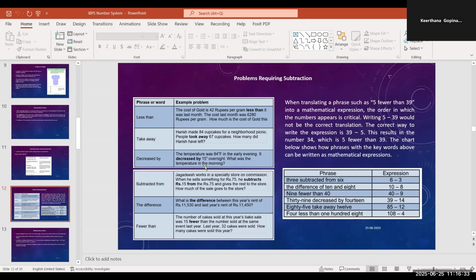Less than. Cost of gold is 42 rupees per gram less than it was last month. Cost of last month was 6280 per gram. How much is the cost of gold this month? Tell me. Quickly subtract and tell. 6280 minus 42. Yes, sir. 6,242. No. 6280 minus 42. 6238.